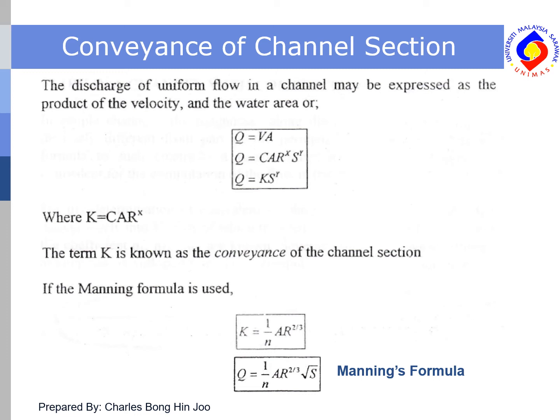The term K here is known as the conveyance of the channel section. If the Manning formula is used, then the K will be in the form of 1 over n A R to the power of 2/3. Then from there, the discharge Q will be equal to 1 over n A R to the 2/3 square root of S. This form is what we call the Manning's formula.